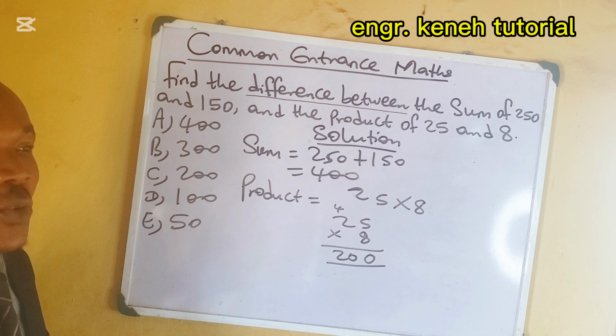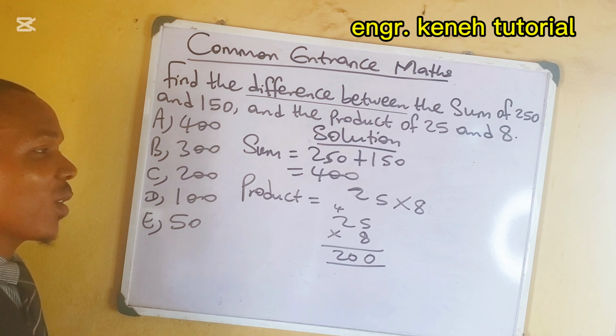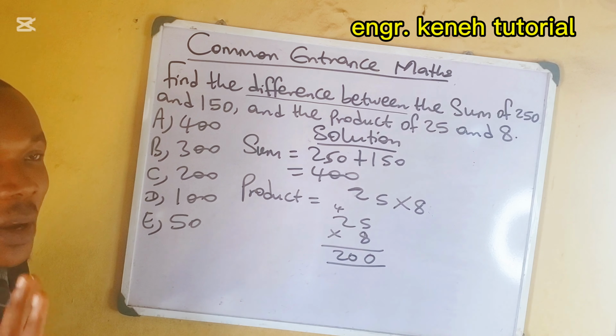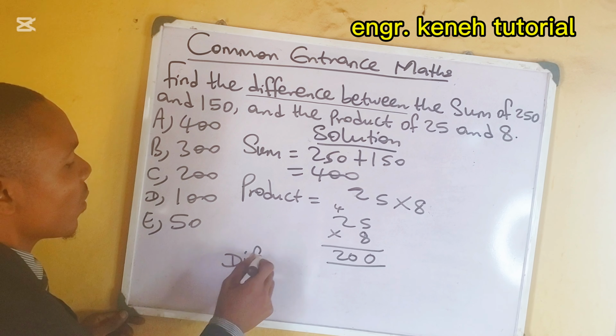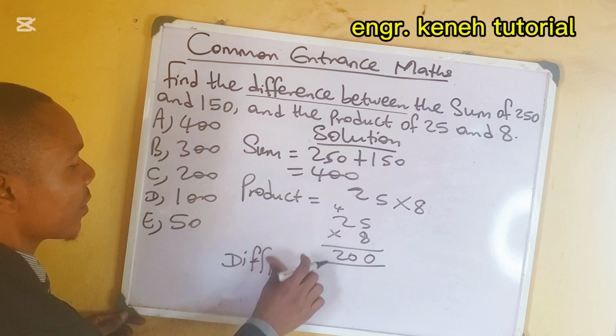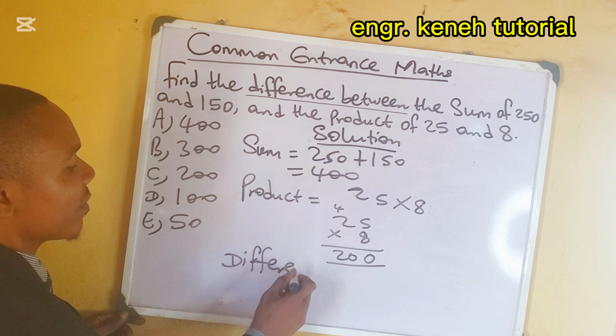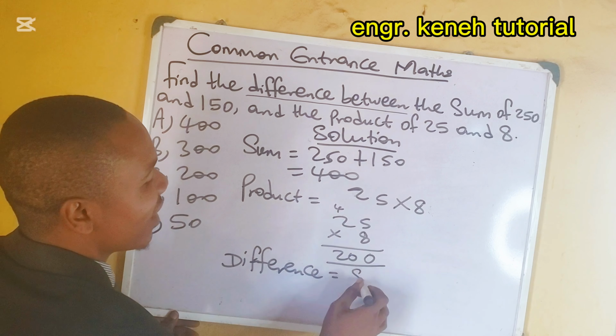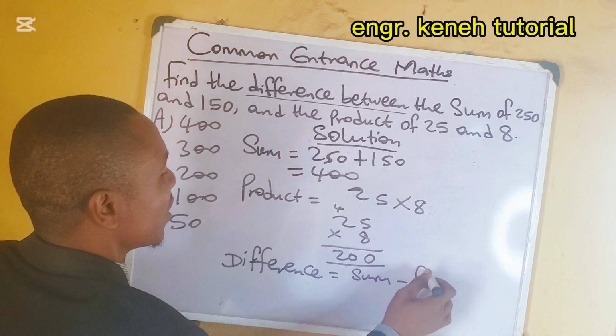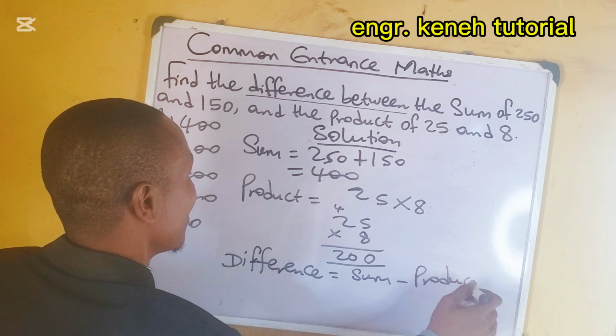All right, so here they said find the difference. They didn't specify whether it should be negative difference or positive difference. When you have something like this, solve for positive difference. So we now have difference like this. Difference is equal to, they said find the difference between the sum, so we have the sum minus what? Product. Can you see that?